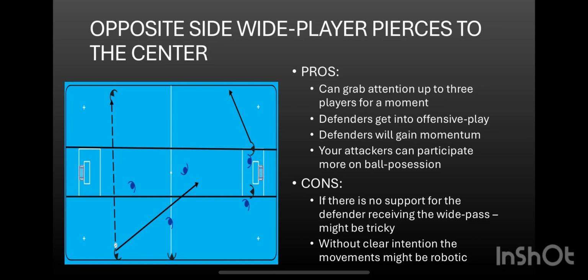If there is no support for the defender that receives the wide pass before the other of those moves to the center, that might be tricky, so try to get some support for that player as well. And without a clear intention of what you're trying to do with these movements, those movements and runs to the center might become a bit robotic, so you need to have an intention.